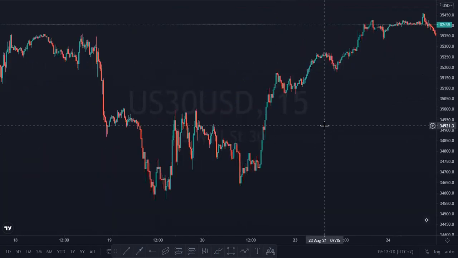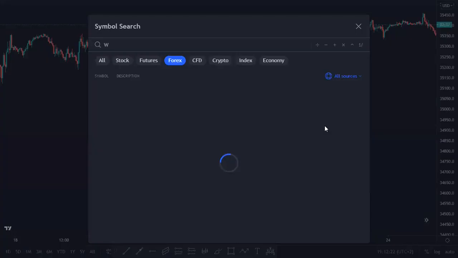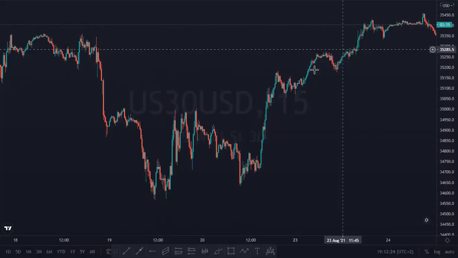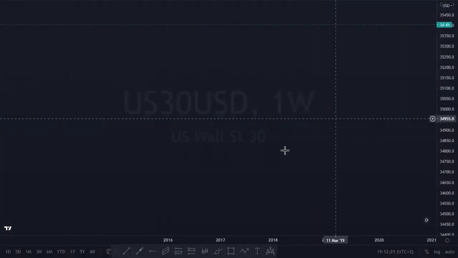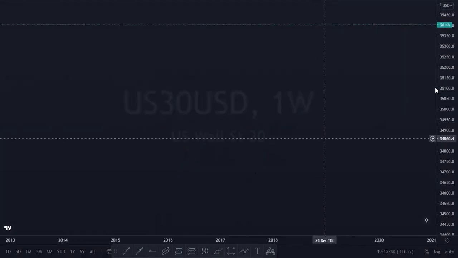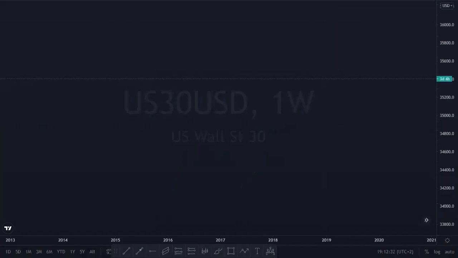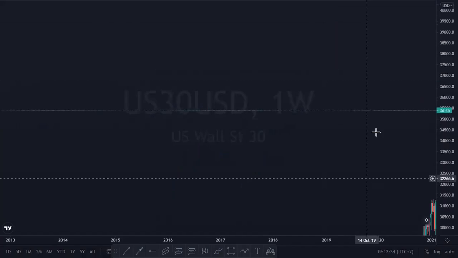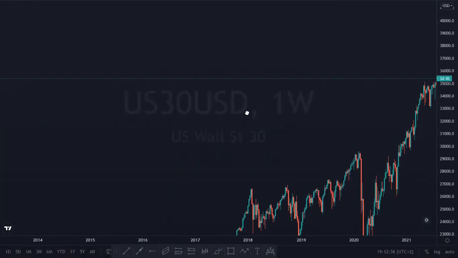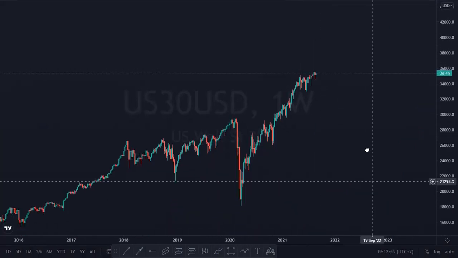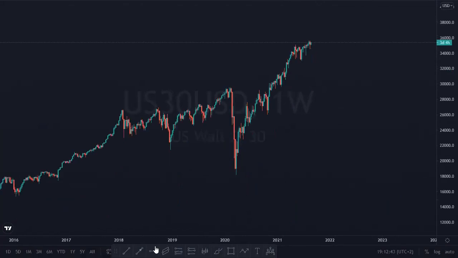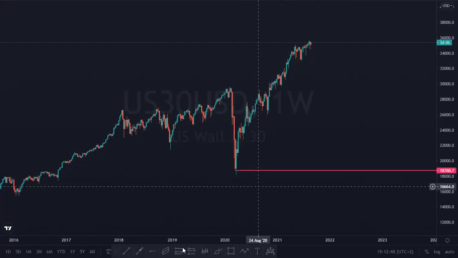So guys, let's start on 1 week and see what the market gives us. The first thing that I do is mark my swing high and my swing low. This is my swing low. This is my swing low. This is my swing high, here.